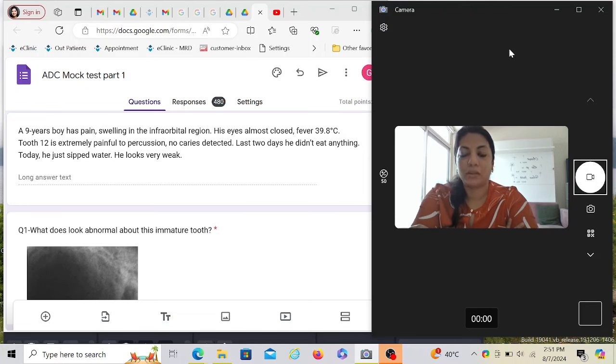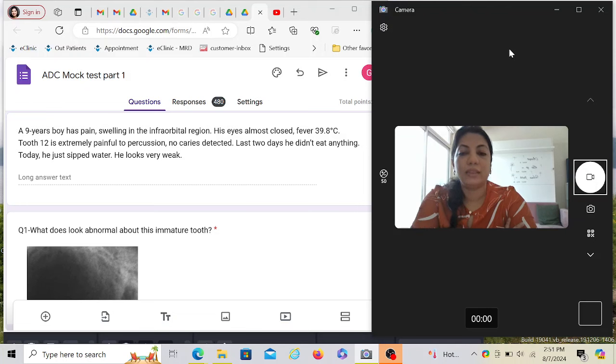Tooth 1-2 is extremely painful to percussion. Extremely painful. Again, keyword. No caries is detected though. So if there is no caries and still the tooth is very, very sensitive to percussion and there is pain, it has to be either a fracture or some anomaly within the tooth or some trauma that has happened.